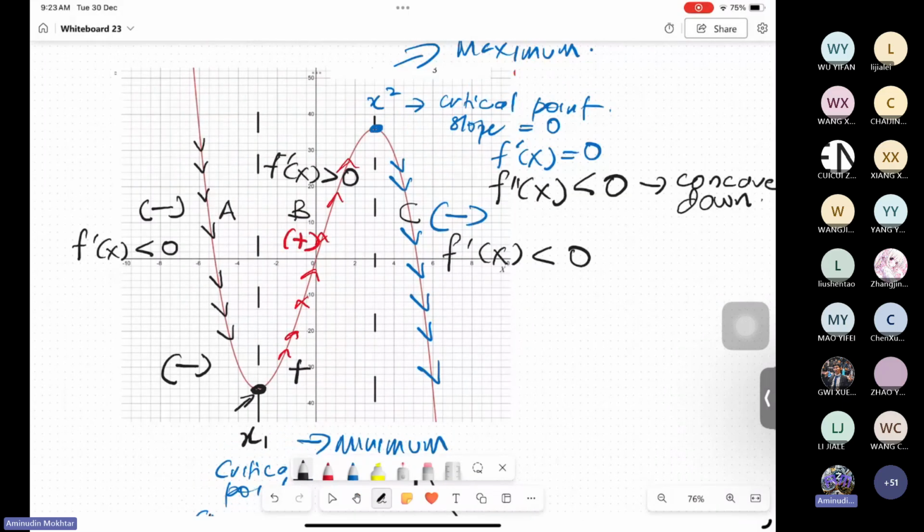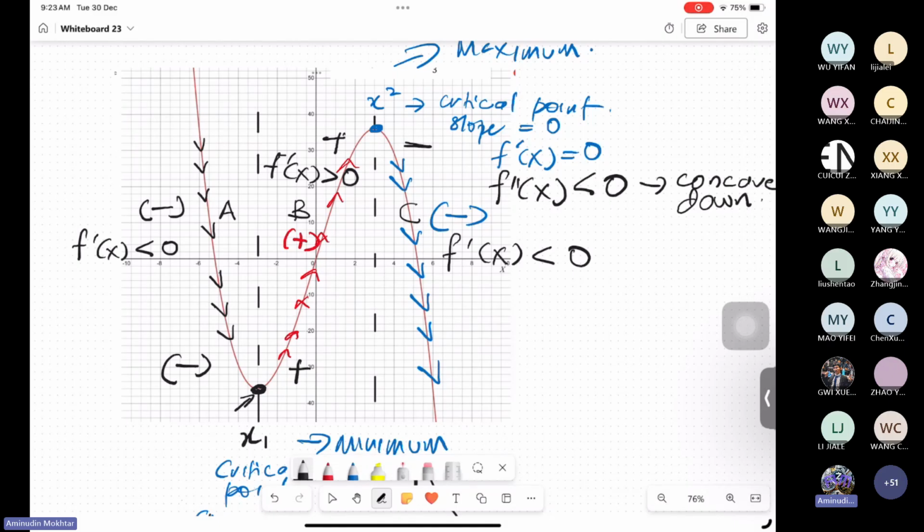But when the sign of slope changes from positive to negative, we can conclude that the critical point is the maximum point. That is the second method, how to identify the maximum and the minimum point.